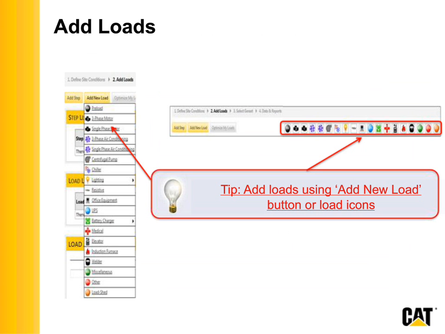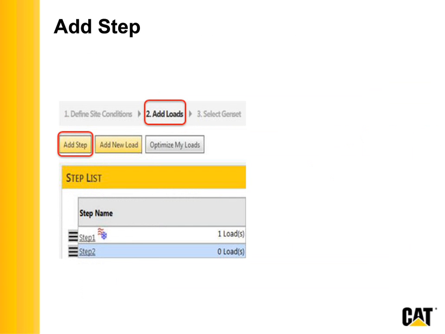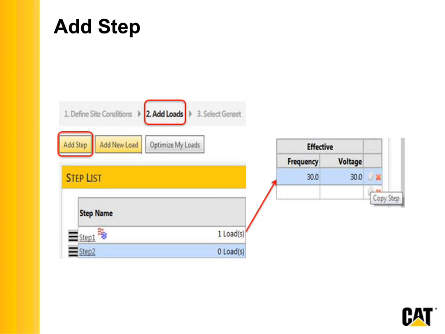Here we're going back and looking at adding a step to SpecSizer. To do that, you simply click the Add Step button. And you can see here where you have the ability to copy a step or the ability to delete a step.